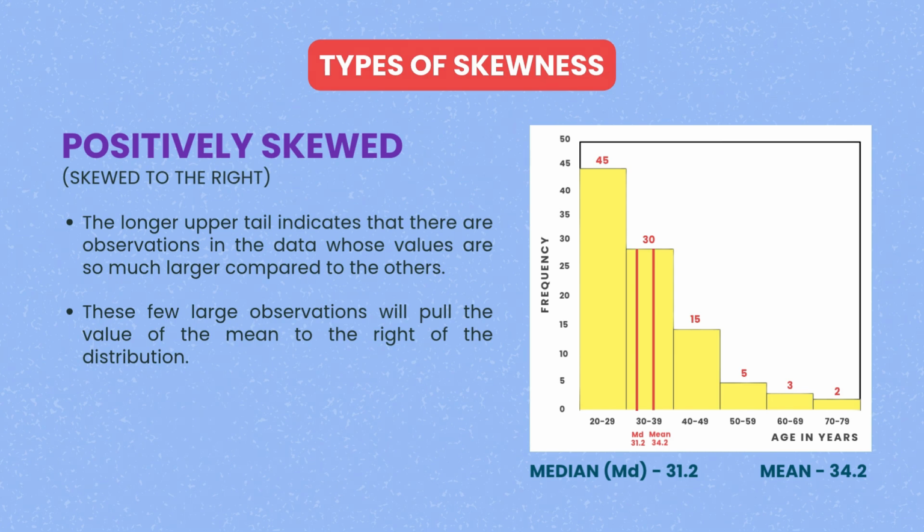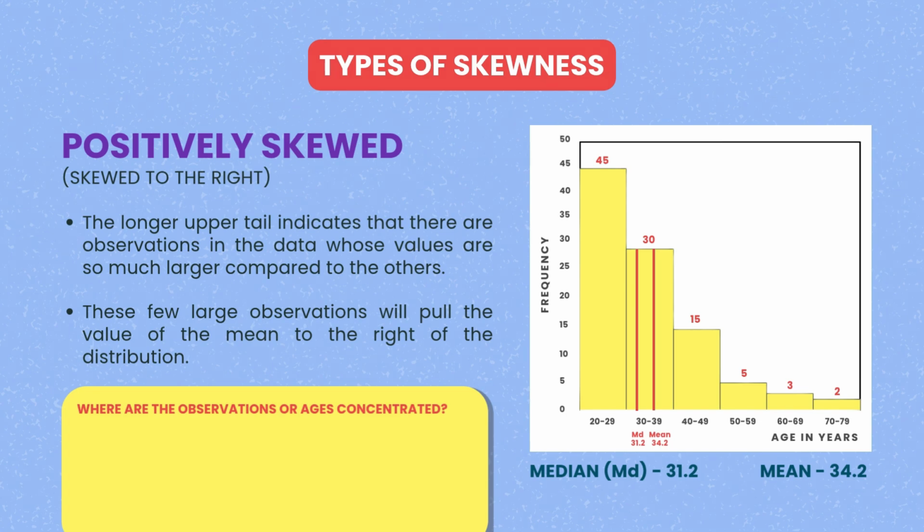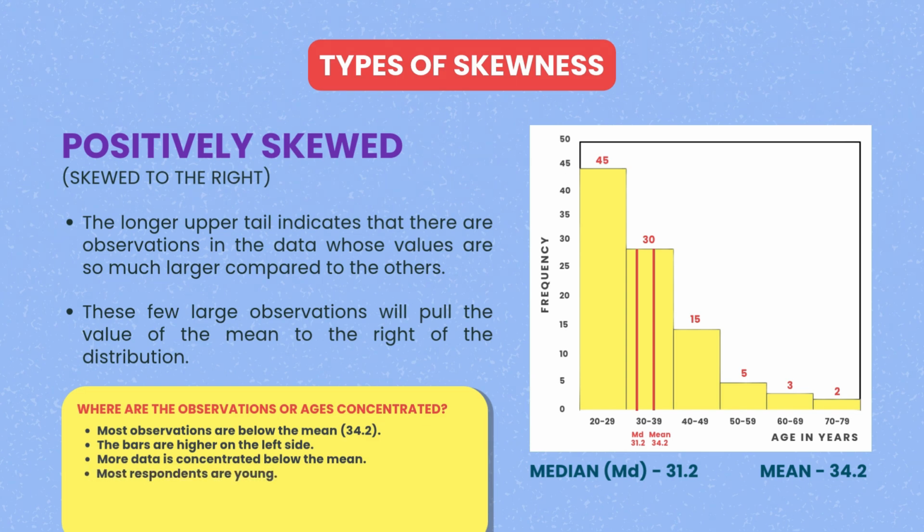Looking at this, where are the observations or ages concentrated? Below the value of the mean or above the value of the mean? And the correct answer is below the value of the mean, because the height of the bars represents the magnitude or the number of observations. In this case, we have higher bars, and therefore more observations are concentrated to the left or below the mean value of 34.2. This tells us that the respondents are relatively young.